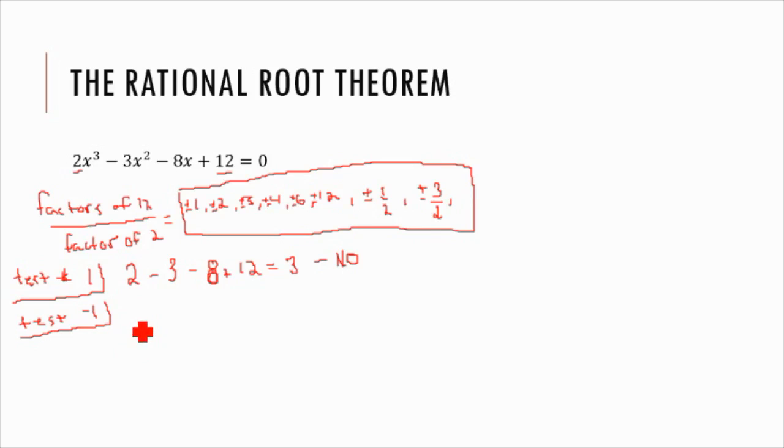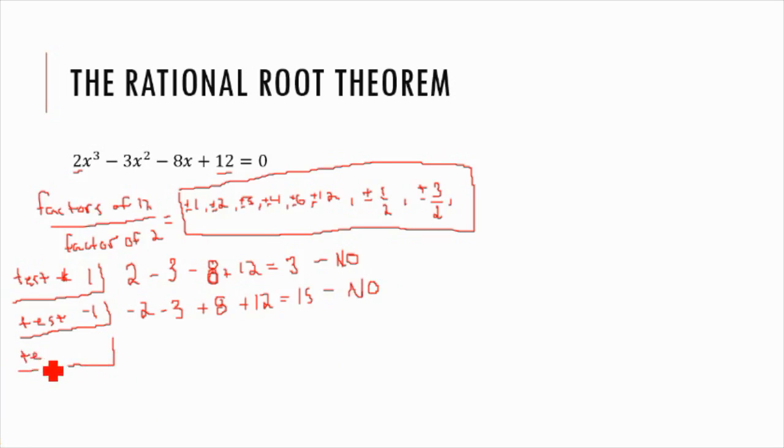So I'm going to use negative 1 now. Negative 1 cubed is negative 1, so negative 2. Negative 1 squared is positive 1, so minus 3. Negative 1 times negative 8 is a positive 8, so plus 8, and plus 12. That equals negative 2 minus 3 is negative 5, plus 8 is positive 3, and plus 12 is 15. It does not equal 0, so it is not a 0.